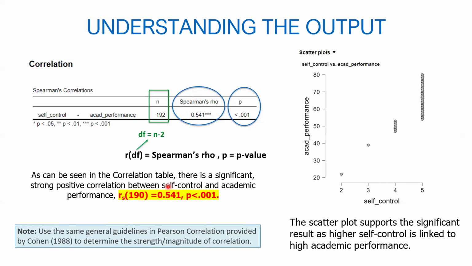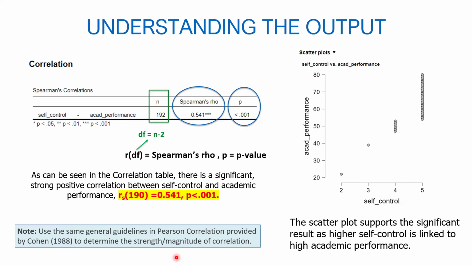Again, how did we classify that the magnitude of the correlation is strong? We use the same general guidelines in Pearson correlation provided by Cohen to determine the strength and magnitude of the correlation, as we have indicated in the previous video.